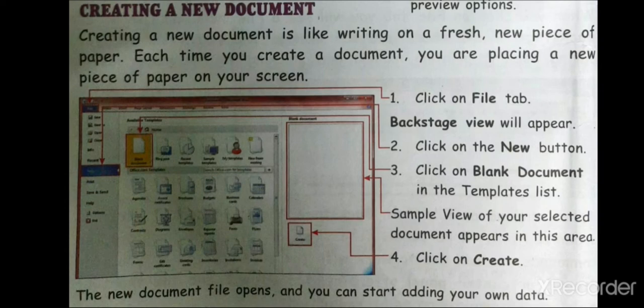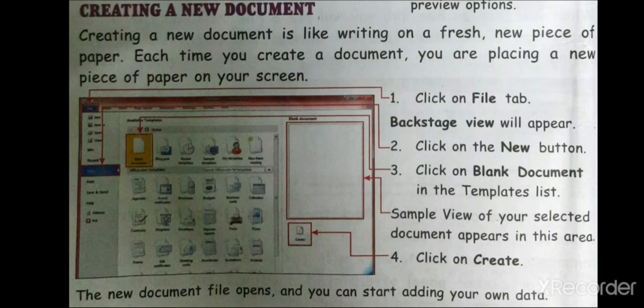Click on File tab, Backstage view will appear. To create a new document, we will click on File tab. File tab के ऊपर click करेंगे. We will have Backstage view in front of us. Then from there we will click on New button. उसके बाद New button के ऊपर click करेंगे.